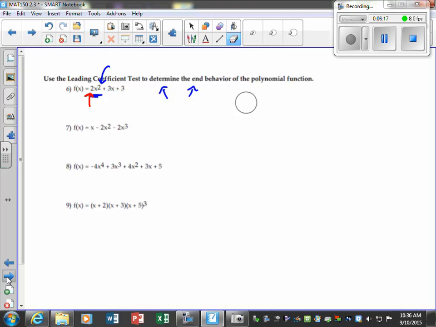So that means we're dealing with the case where both ends finish up, and we would just say rises, rising left and right. Rising on the left and rising on the right.